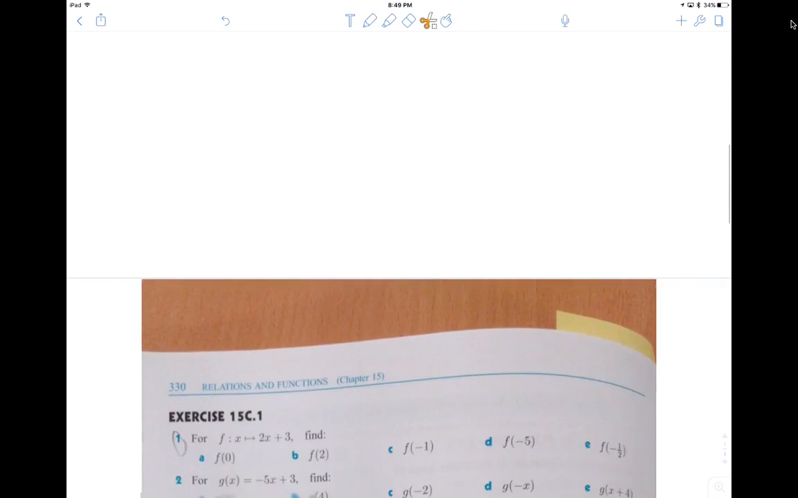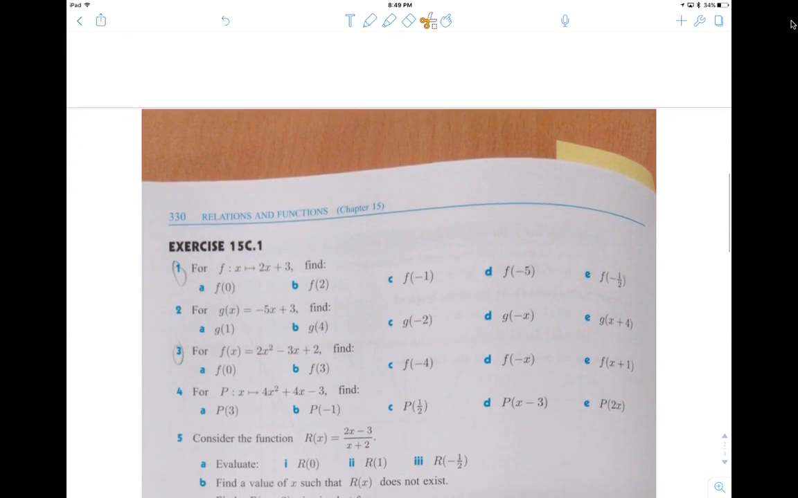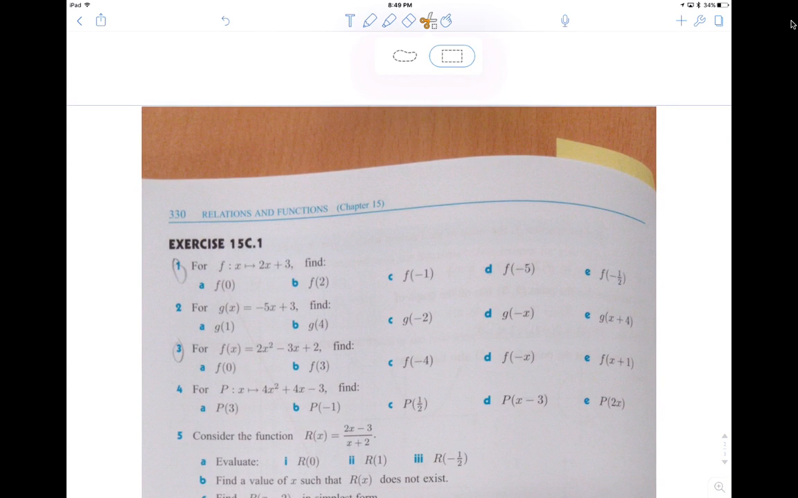So the homework from today, starting with 1. We'll do 1a.